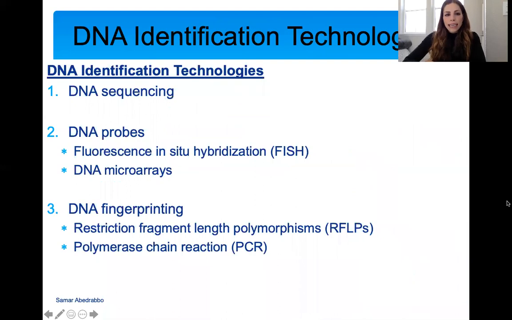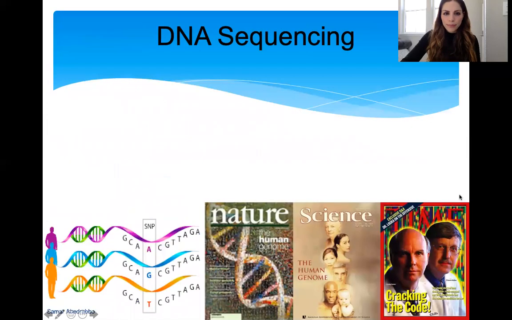So DNA identification technologies. There's different ways that we can identify DNA, different experiments that can be done. So we're going to talk about DNA sequencing, DNA probes, which are these molecules that are used in different experiments. We're going to talk about an experiment called FISH and DNA microarrays. And then DNA fingerprinting, we're going to talk about PCR and restriction fragment length polymorphisms.